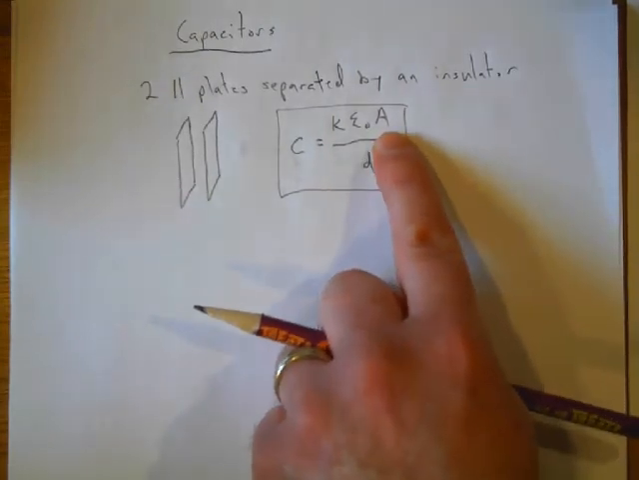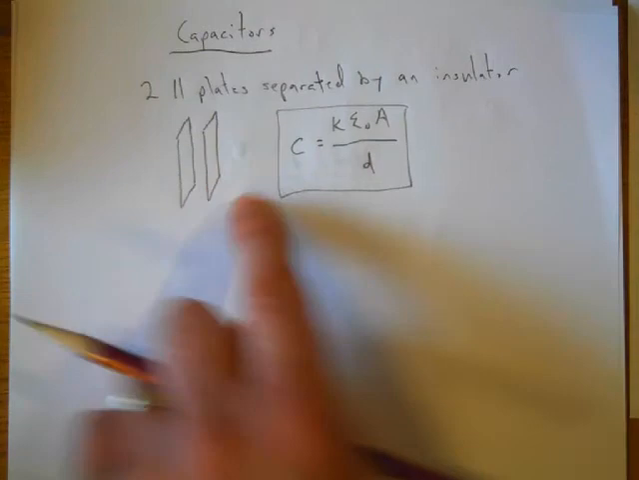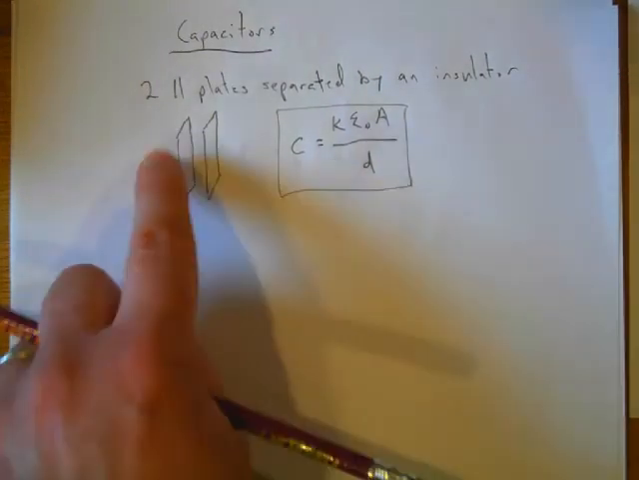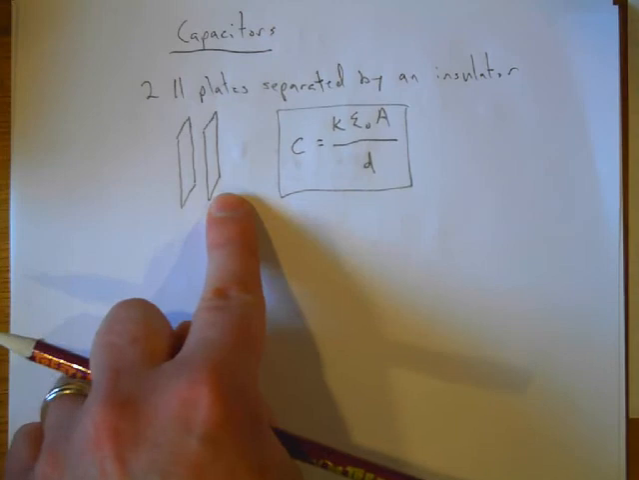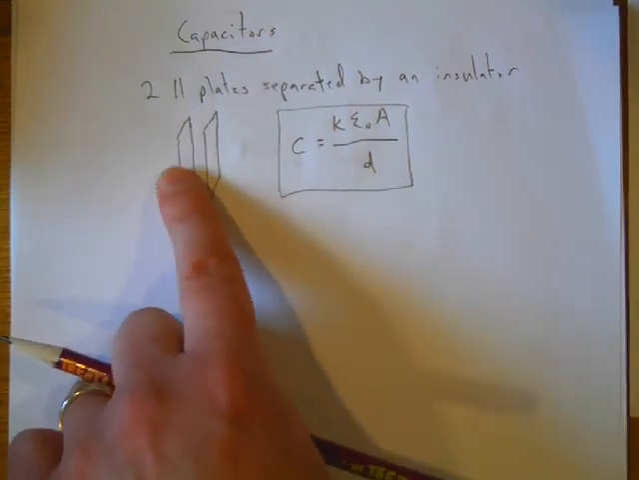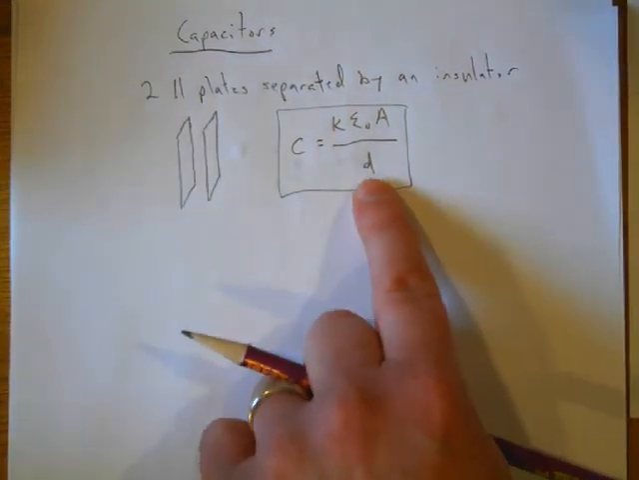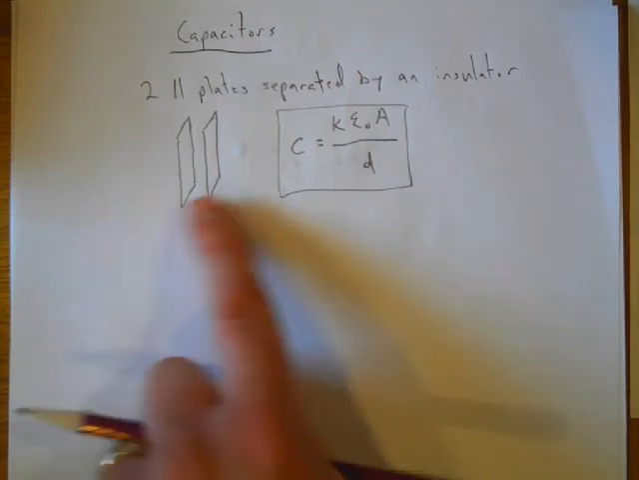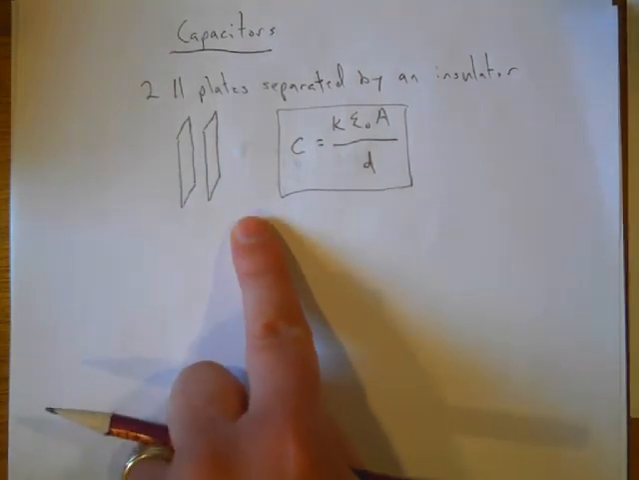This is the area of the plates. And then this is the distance between the plates. It should make sense. If you have a bigger area, you have a bigger capacity to store charge and energy. If the plates are further apart, it's harder to store charge and energy.